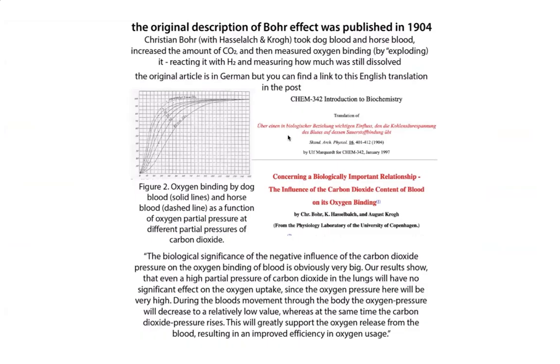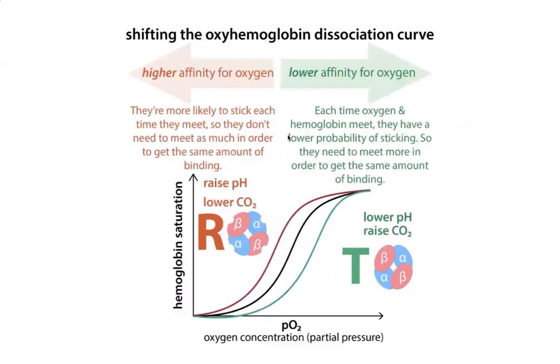So it was originally described by Christian Bohr with Hasselbalch and Krogh in 1904, and the original paper is in German, but you can find a translation of it that I can link to. What they found was that you got a change in the affinity of hemoglobin for oxygen depending on the pH. More specifically, at a lower pH, there was a lower affinity for oxygen, whereas at a higher pH, there was going to be a higher affinity for oxygen.